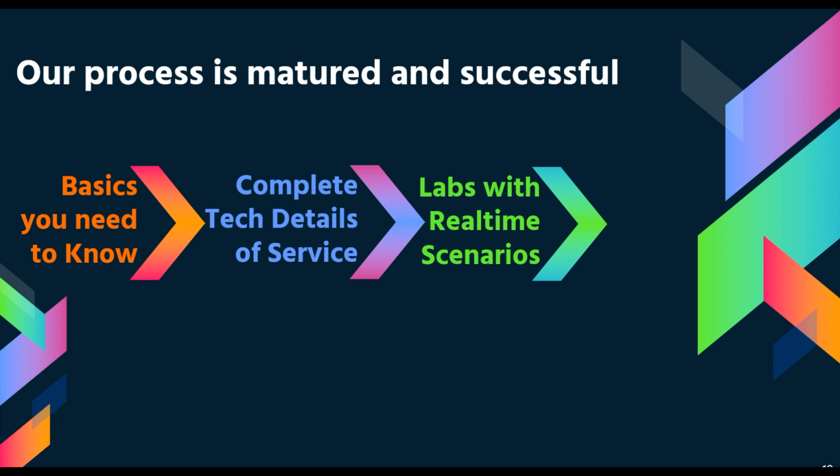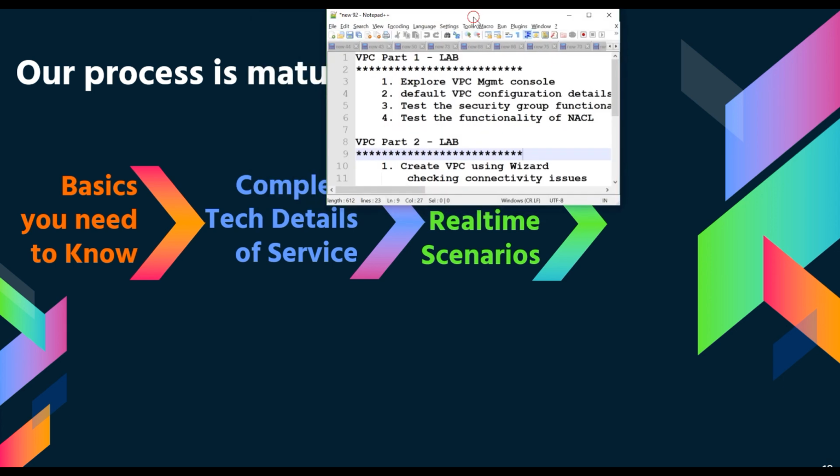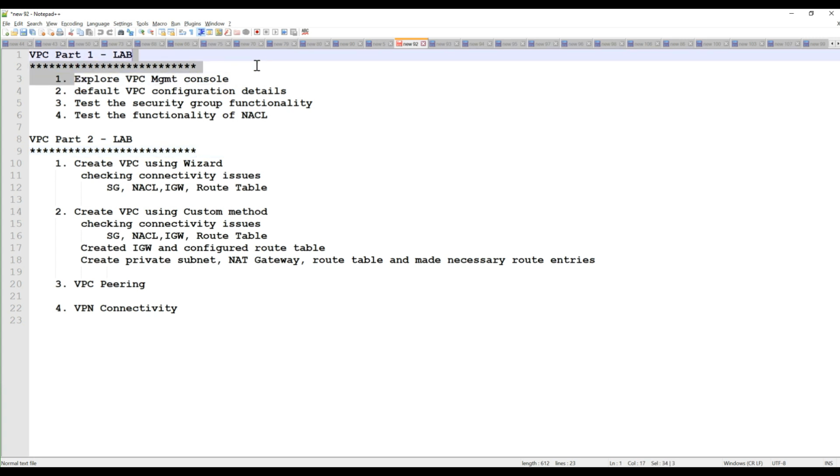Then we're going to get into the labs, where we start exploring the VPC management console. Then we check the default VPC configuration details: the IP space, the number of subnets, how the routing table is configured, how the firewalls are configured, how the external internet is connected, pretty much the complete details of the default VPC. Then we start creating our own VPC in AWS using the wizard. Once the VPC is created, we check the internet connectivity of the servers. In the process, we have to troubleshoot the security groups, network access control lists, internet gateways, and the route tables, right?